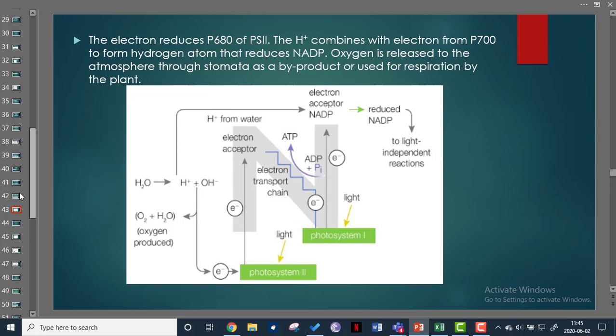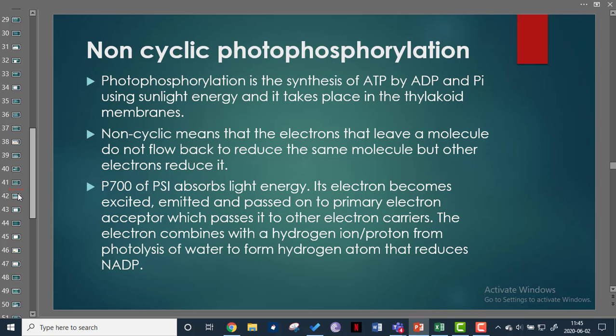Now, I want us to look at our previous slide still. So if you look at this, we are saying that the P700 of photosystem 1 absorbs the light energy. Its electrons become excited, emitted, and passed on to the primary electron acceptor, which passes them to other electron carriers. The electron combines with a hydrogen ion or a proton from photolysis of water to form hydrogen atoms that reduce NADP.